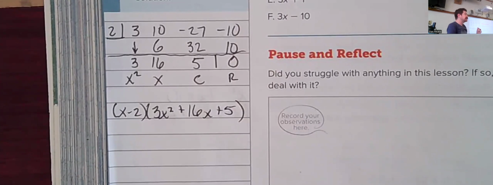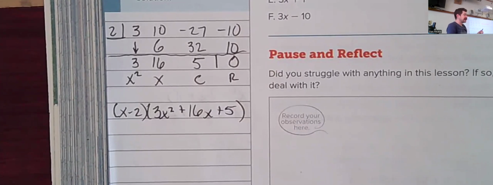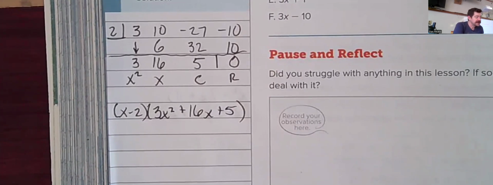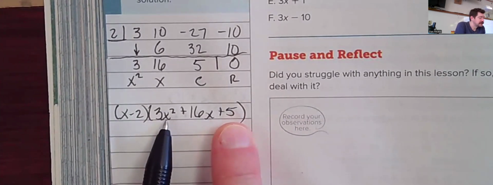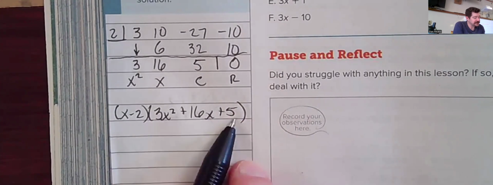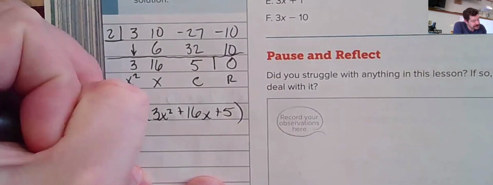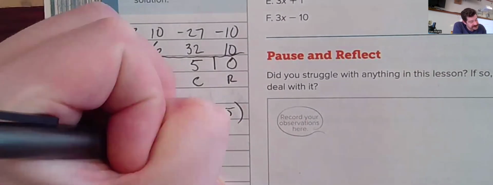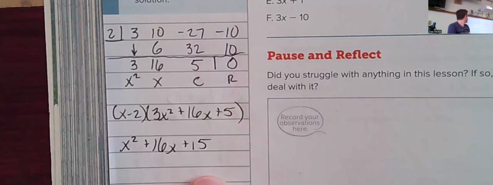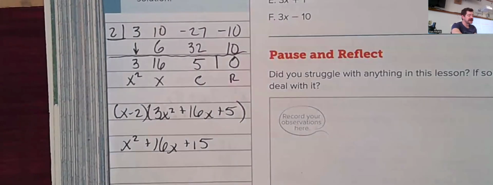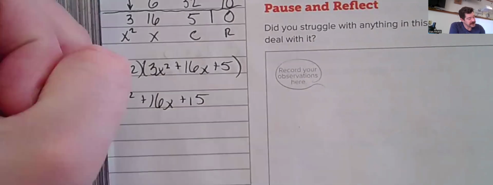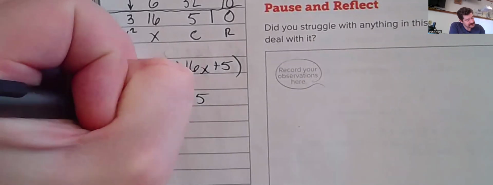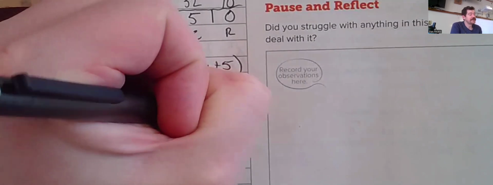Now the rest of it, we don't need to keep continuing to check using synthetic division. We can take this quadratic and try to factor it using slip and slide. So if you multiply 3 by 5, that'll be 15. So that'll give us x squared plus 16x plus 15. This is going to definitely be factorable, because two numbers that would multiply to 15 and add to 16 would be 15 and 1. So that would be x plus 15 times x plus 1.